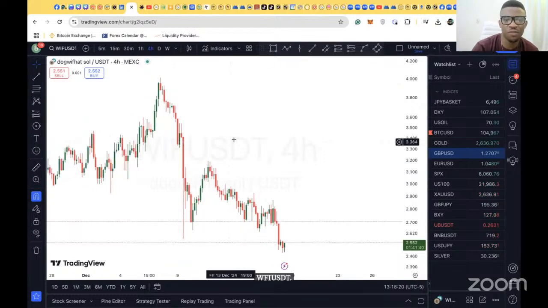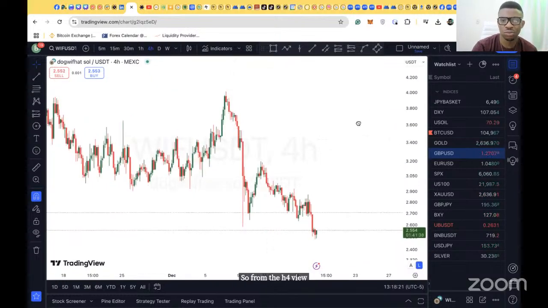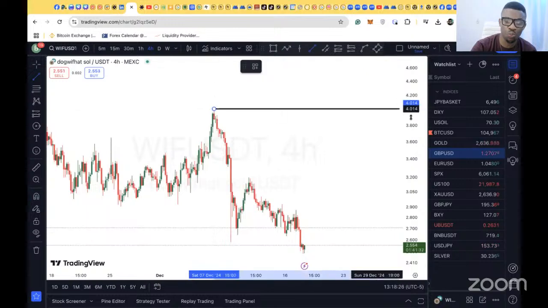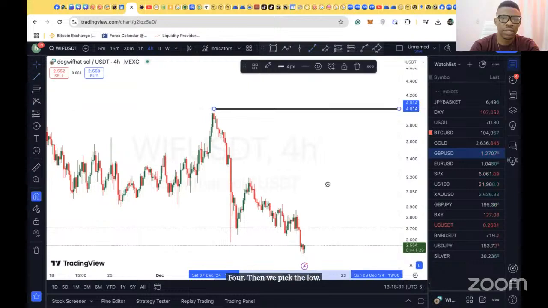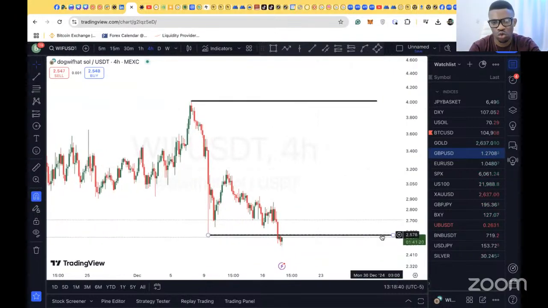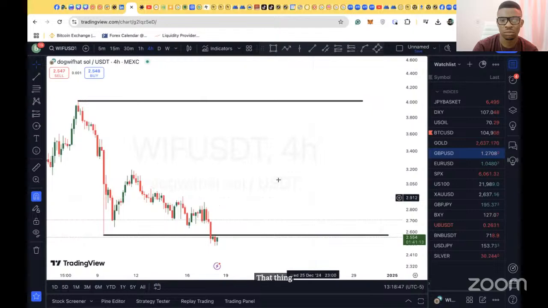So from the H4 view, from yesterday, what we would have done yesterday was to pick the high and mark it, 4.014. Then we pick the low and mark it. The low is 2.576. That thing I'm saying is currently happening.